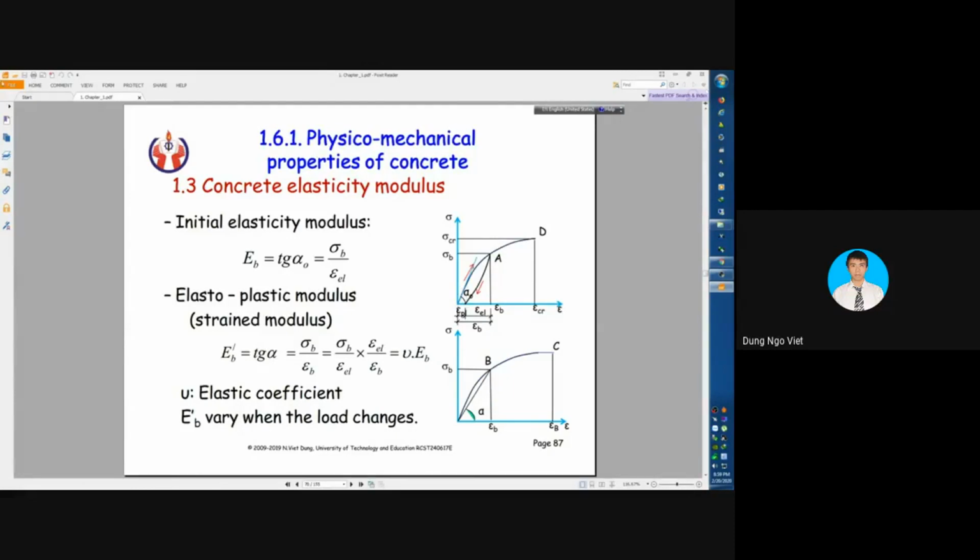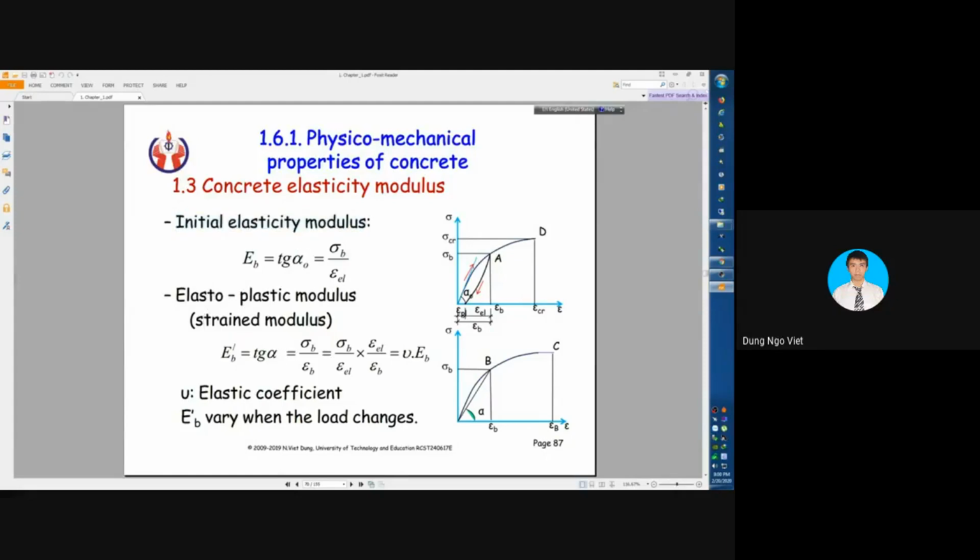And the initial elasticity modulus EB is calculated by this tan alpha 0. And tan alpha 0 is calculated by the division of sigma B, the concrete stress, over the elastic strain of the concrete. And this is the initial elastic modulus.